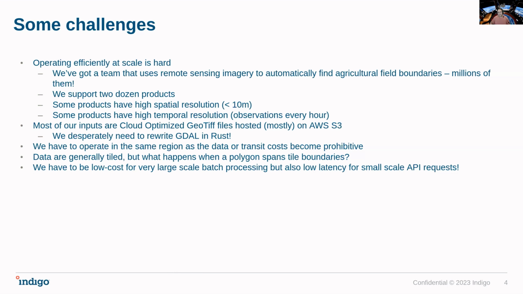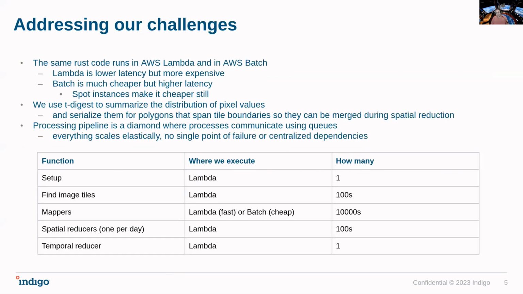All right, so how do we do that? Well, we write a ton of Rust code. And that code runs in both AWS Lambda, which is a function as a service environment, and AWS Batch, which is a cheaper containerized scientific computing environment. Batch is super cheap, but has high latency. Lambda, low latency, but more expensive. Remember that problem about what happens when polygons span a tile boundary?